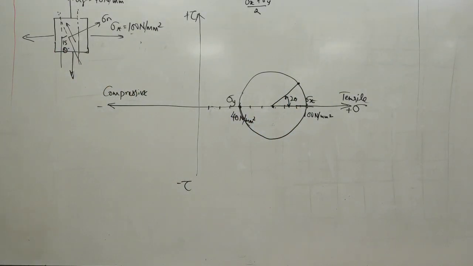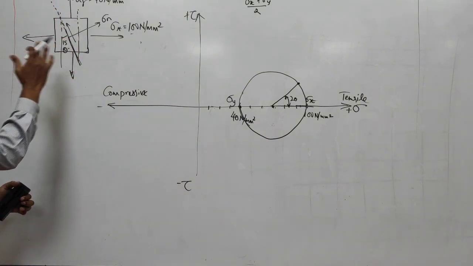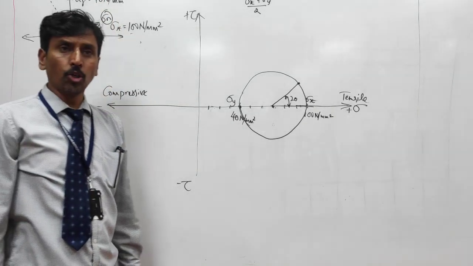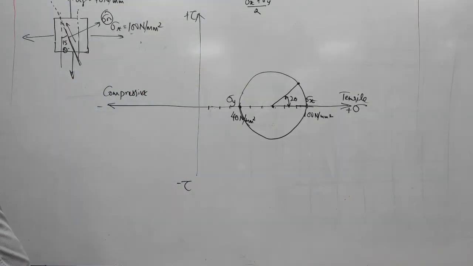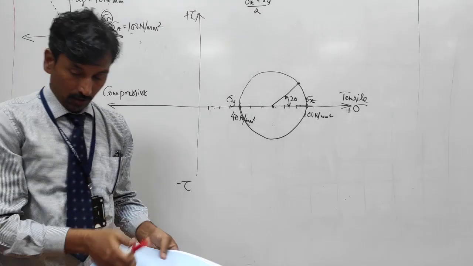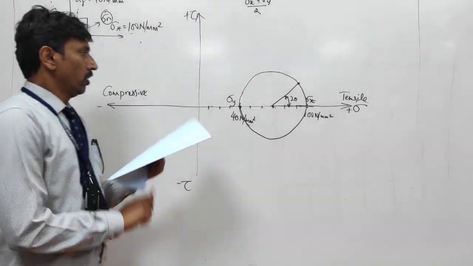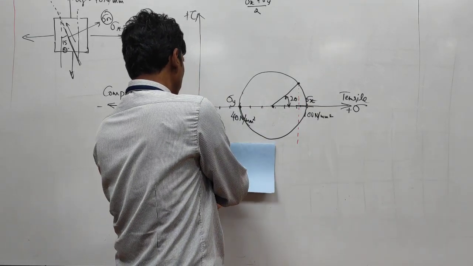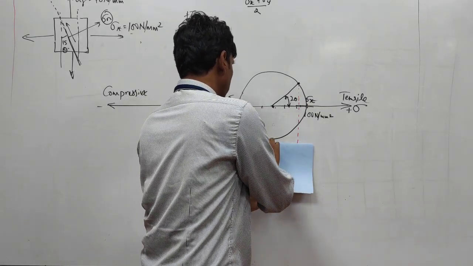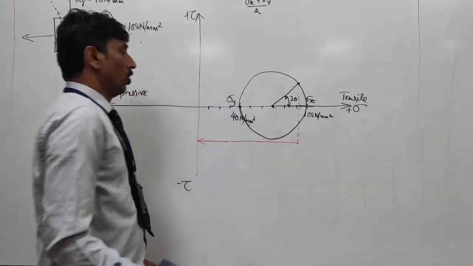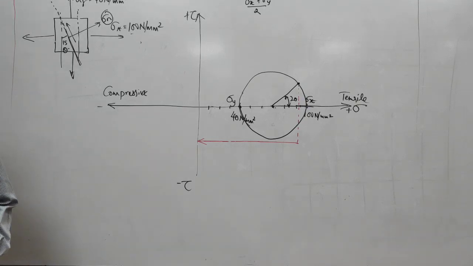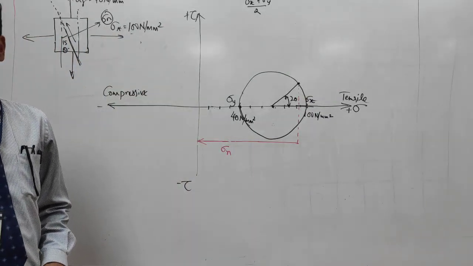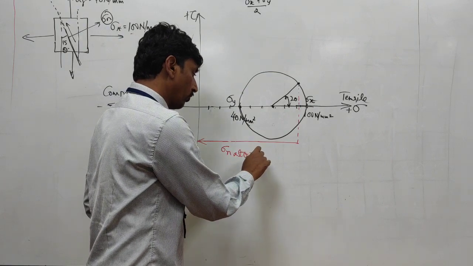So in this plane, what will be the stresses? What will be the normal stress? What will be the shear stress at a plane which is at an angle of 15 degree? If you want to know, then what you should do is, you should draw a perpendicular like this, and then you should know this distance here. So that would be the value of the normal stress at an angle of 15 degree. So sigma n at theta equal to 15 degree is so much.